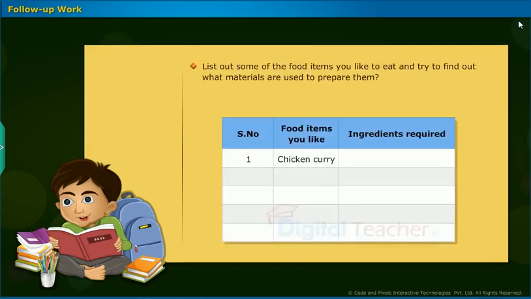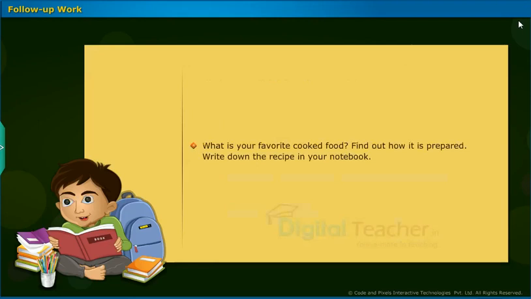List out some of the food items you like to eat and try to find out what materials are used to prepare them. What is your favorite cooked food? Find out how it is prepared. Write down the recipe in your notebook.